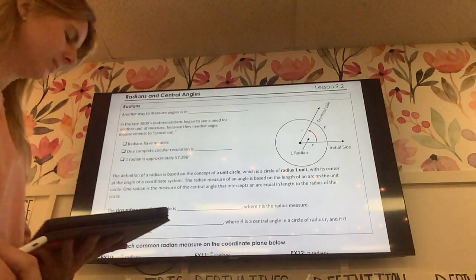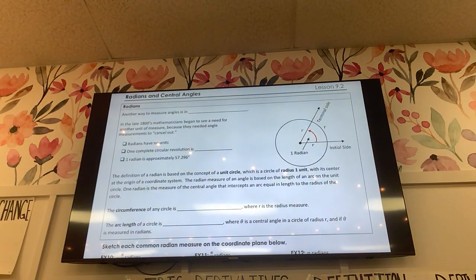Okay, we're going to talk about radians and central angles today. It's a pretty easy lesson, especially since you've worked with radians before in physics.